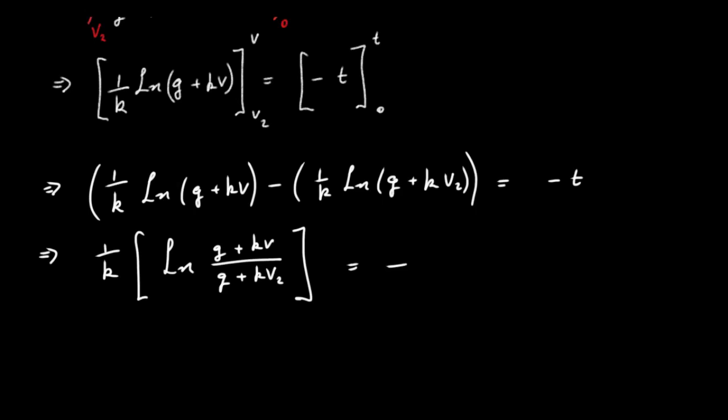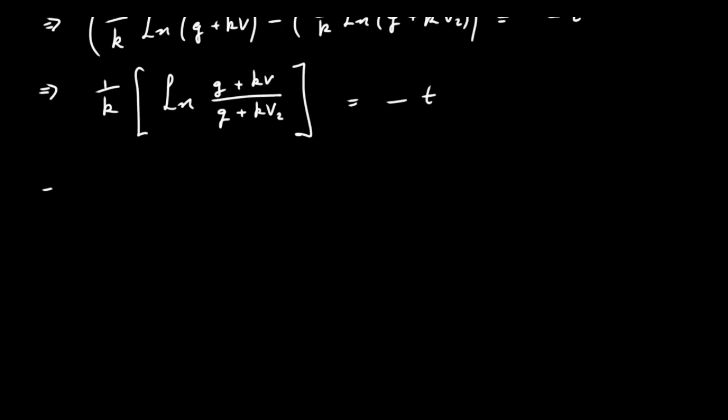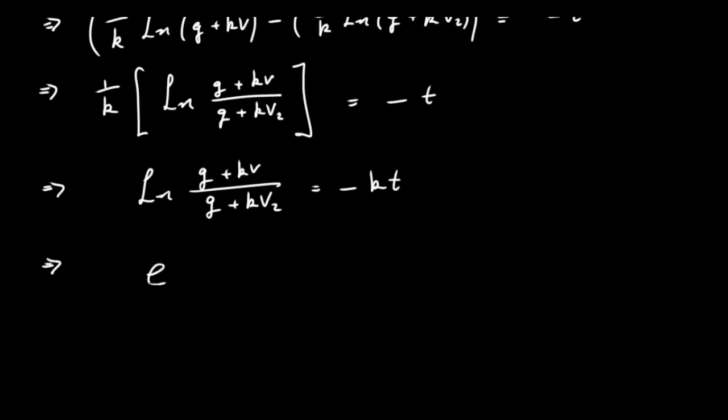And that's equal to minus t. So let's just multiply across by k. That'll leave me with log of g plus kv over g plus kv2 is equal to minus kt. So I have it in log form. I'm going to convert it to index form. So it's e to the power, remember there's an e here, this is natural log, minus kt is equal to g plus kv over g plus kv2.